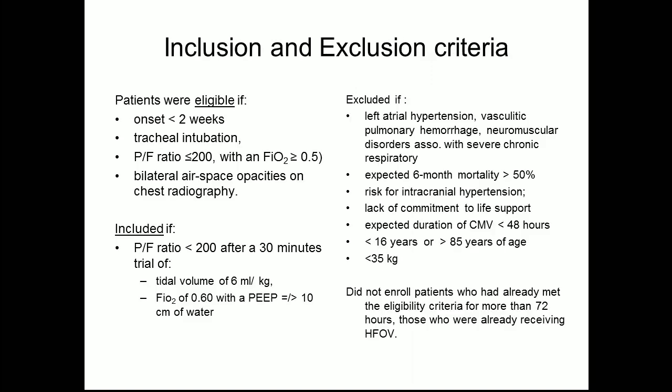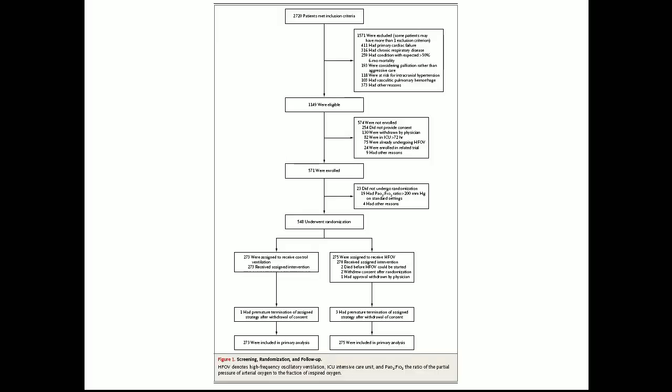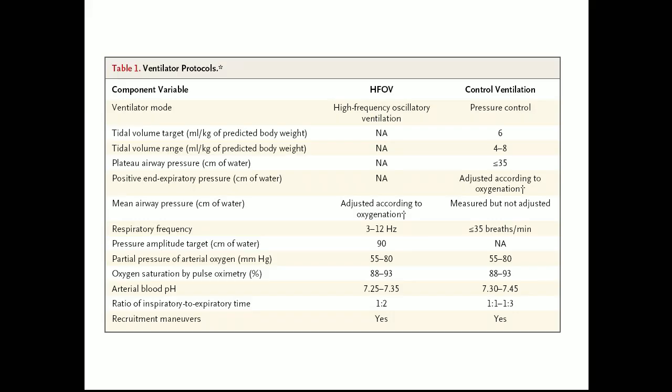And again, these are the inclusion and exclusion criteria. Big difference here, they used 10 centimeters of PEEP to differentiate. Exclusion criteria are pretty much the same. And again, that's a CONSORT diagram. About 25% of all patients screened were recruited into the trial.